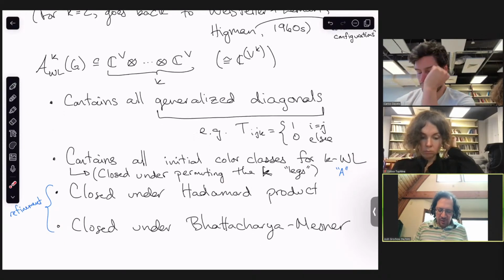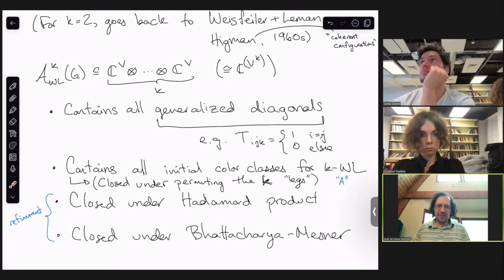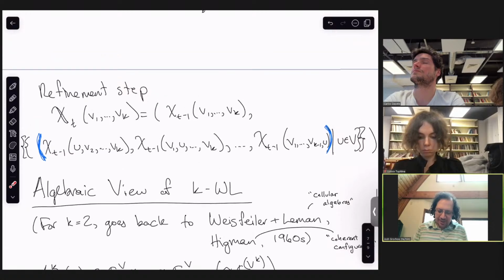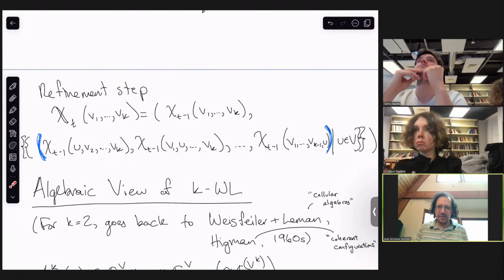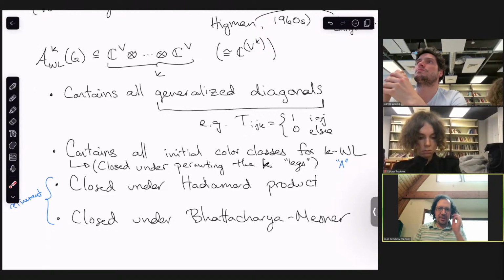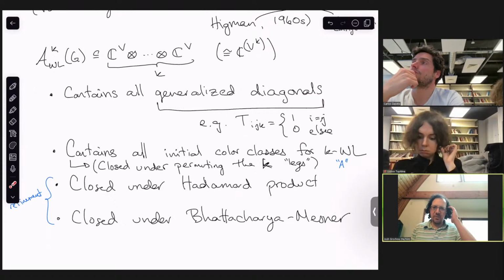Okay. All right. Right. So Hadamard product basically lets you take the "and" of two color classes. If I have the indicator functions of two subsets and I take their Hadamard product, that's the intersection. And Bhattacharya-Mesner is exactly doing this. Yep. Okay. Right. And so in some sense, Bhattacharya-Mesner algebras, if you also ask them to be closed under Hadamard product and you have something coming from a graph like this, it gives you back exactly Weisfeiler-Leman.